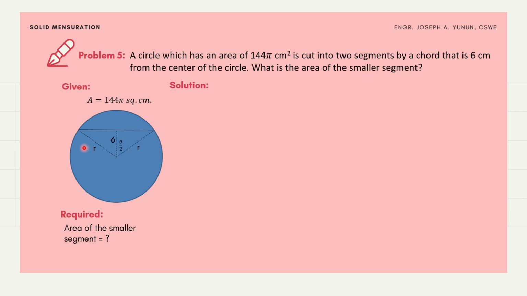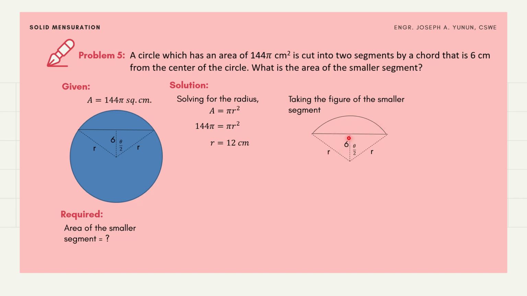Using a formula, we can solve the radius based on the given value here, which is the area of the circle, right? So solving for the radius, using the formula of the circle, substituting the area, which is 144 pi, dividing both sides by pi, that gives us 144, then taking the square root, you get 12 centimeters. So now we can use this sector here, and also the triangle. So taking the figure of the smaller segment, we have 6, and then theta all over 2, and then that is the radius, which is 12, okay?